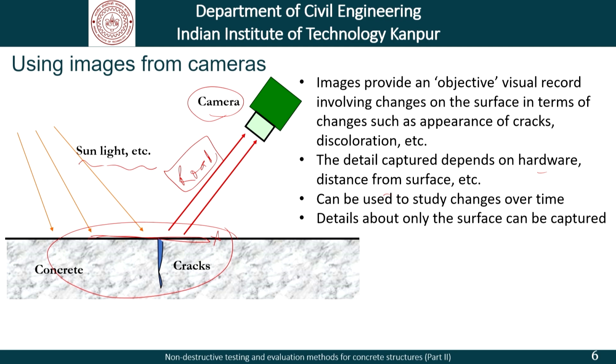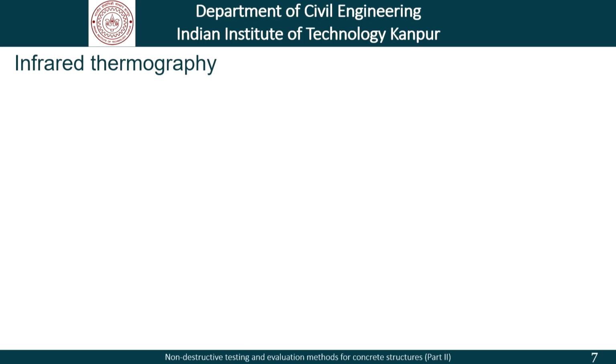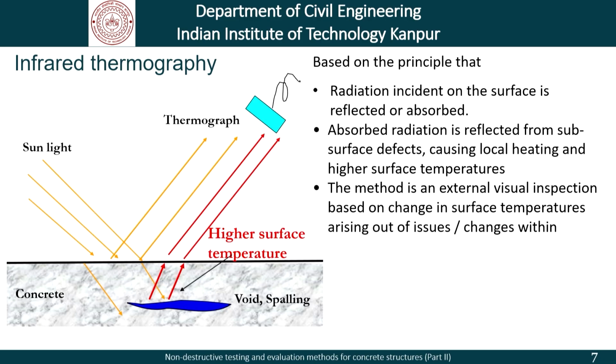But we should remember that details only about the surface can be captured. We do not really know what is happening below the surface. What we can find out from cameras and images is only what is going on at the surface. So with this limitation, and perhaps an answer to that, we move on to infrared thermography. Now this is based on the principle that radiation incident on the surface is reflected or absorbed. So this incident radiation is either reflected or it is absorbed.